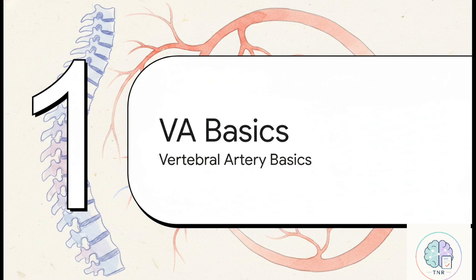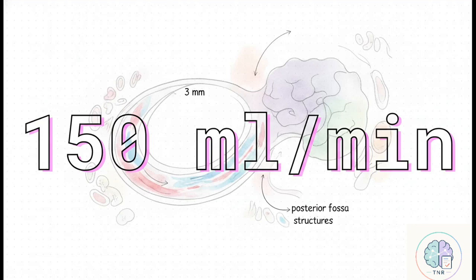Vertebral artery basics. We start our journey right at the base. Normally, the vertebral artery, or VA, is the very first and largest branch of the subclavian artery. But in about 4% of cases, we see a variant where the left VA actually arises directly off the aortic arch. Functionally, we're talking about a pretty narrow pipeline here. It's roughly 3 millimeters in diameter, yet it's pumping a mean blood flow of 150 milliliters per minute. Think about that. It's like pushing half a soda can of blood every 60 seconds, just to supply the critical life-sustaining structures of your posterior fossa.